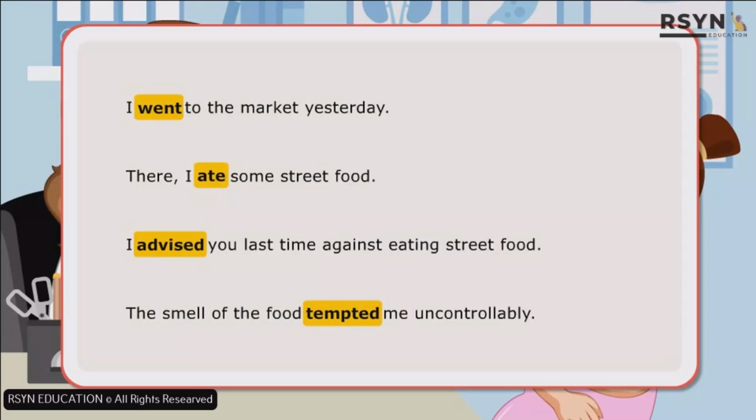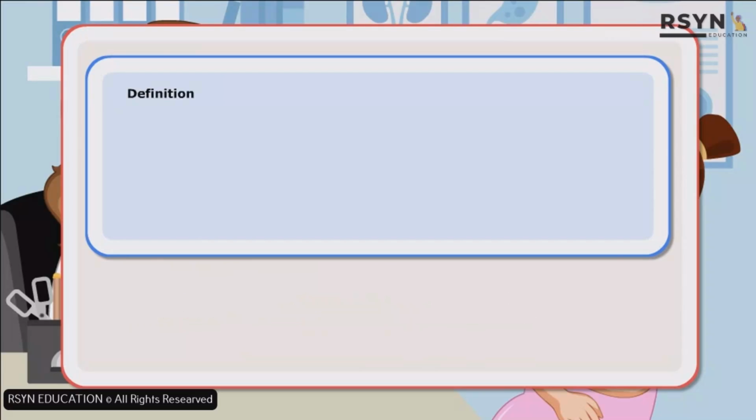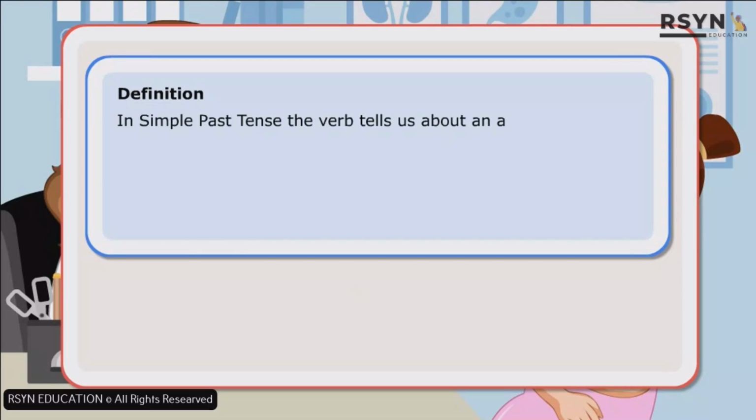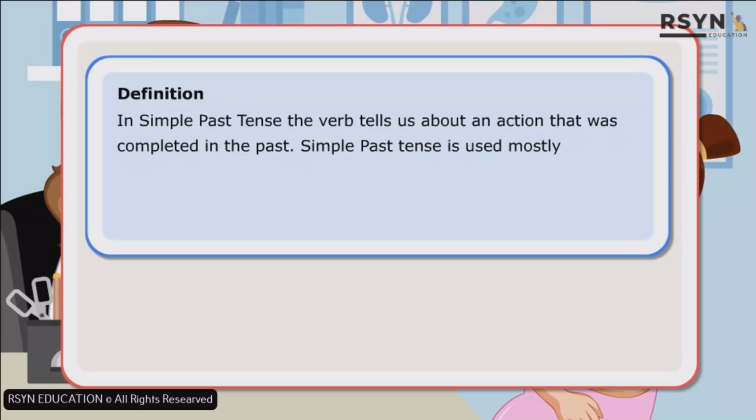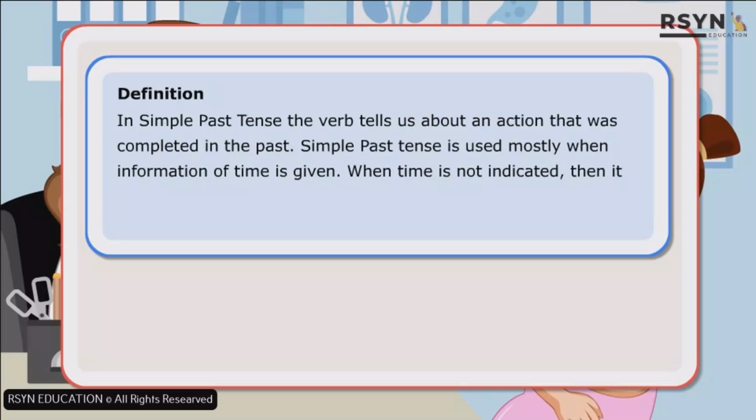Definition. In simple past tense, the verb tells us about an action that was completed in the past. Simple past tense is used mostly when information of time is given. When time is not indicated, then it is implicit or made clear by the context. Past habits are also expressed by using this tense.